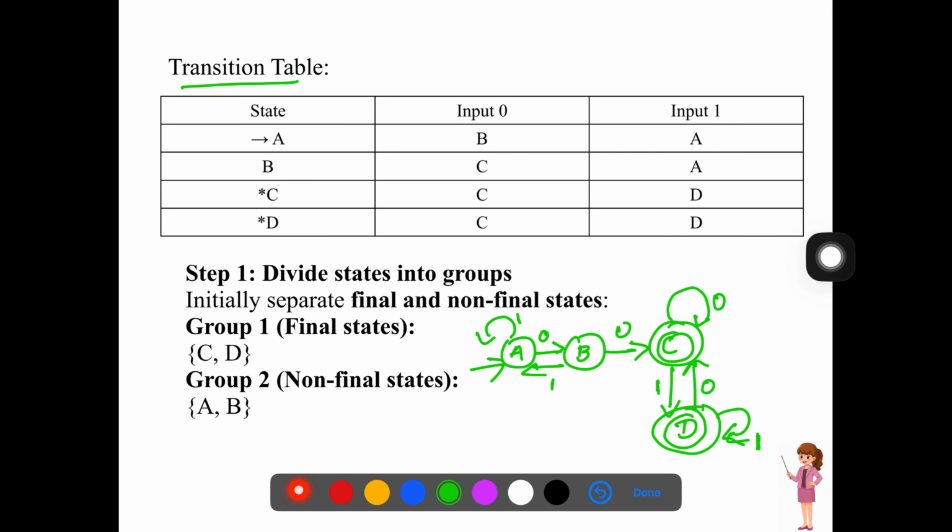This is the transition table. A, B, C and D are the states. We are constructing this table, dividing the states into two groups. Finally, separate the final and non-final states. Group 1 is the final states, that is C, D. Group 2 is the non-final states, that is A, B.